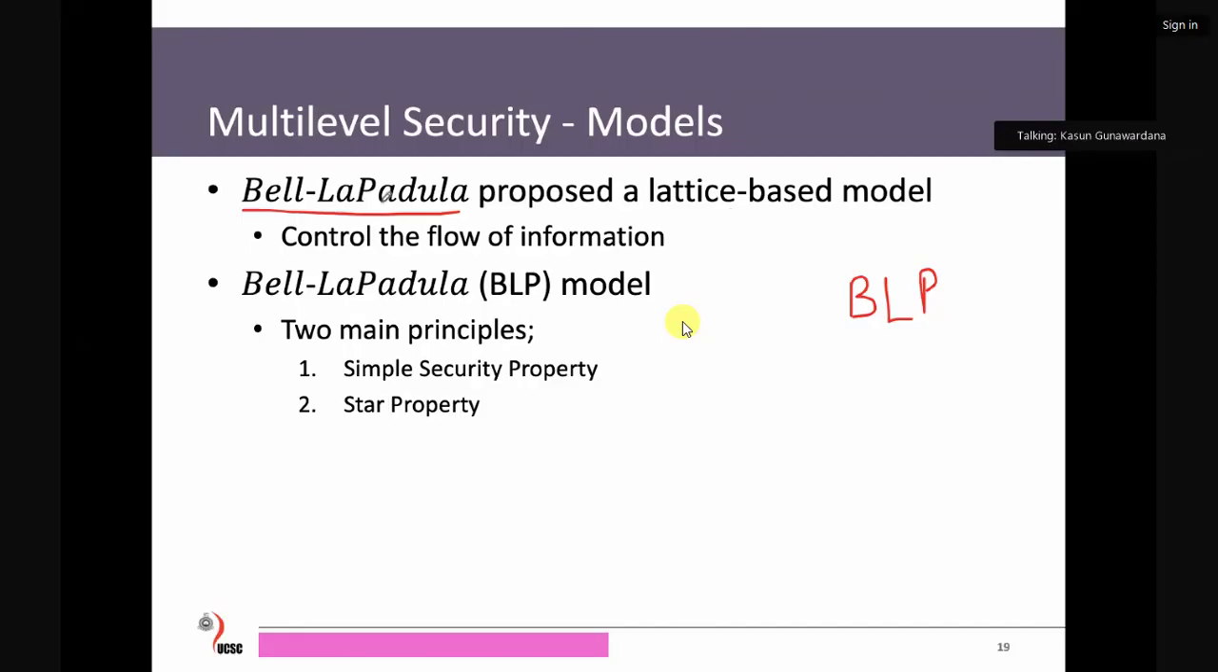In BLP, there are two main principles. One is called the simple security property, and the second is called the star property. These two properties control the flow of information in multi-level security models.